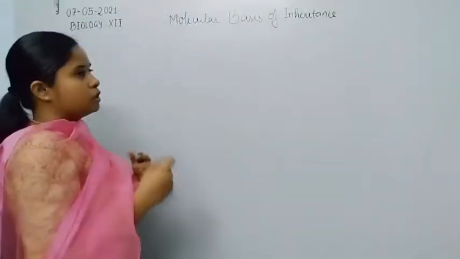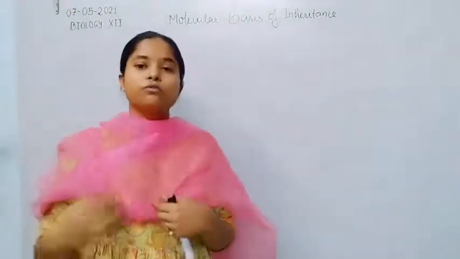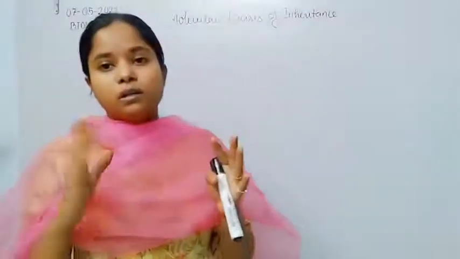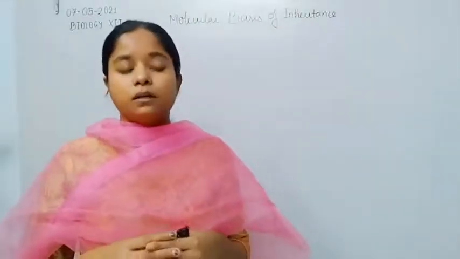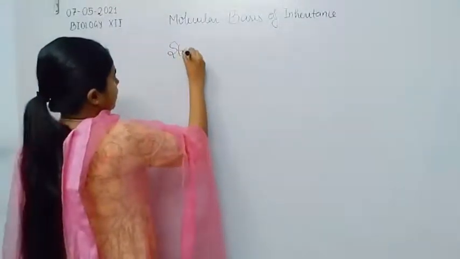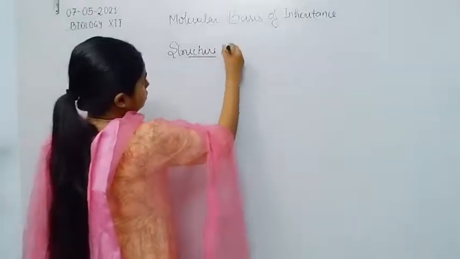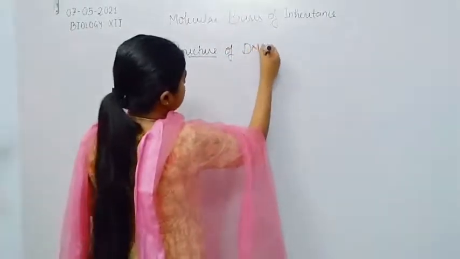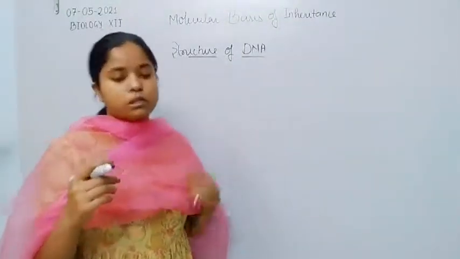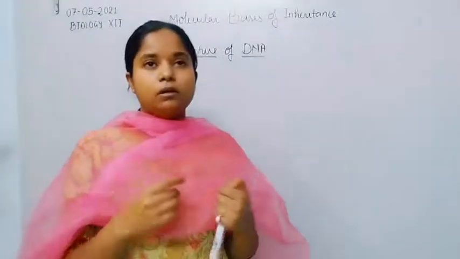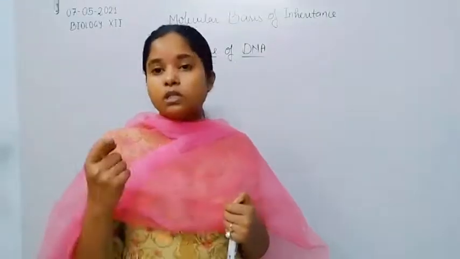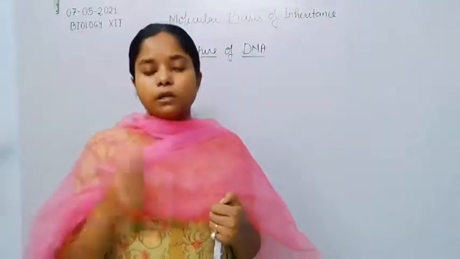Now let us move to today's topic, that is packaging of DNA. Before packaging of DNA, we first discuss how the structure of the DNA molecule was discovered by Watson and Crick. Some features we have already discussed in the previous class, but the structure of the DNA molecule is based on Watson and Crick, because the discovery was done by them based on the X-ray diffraction data given by Rosalind Franklin and Wilkins.